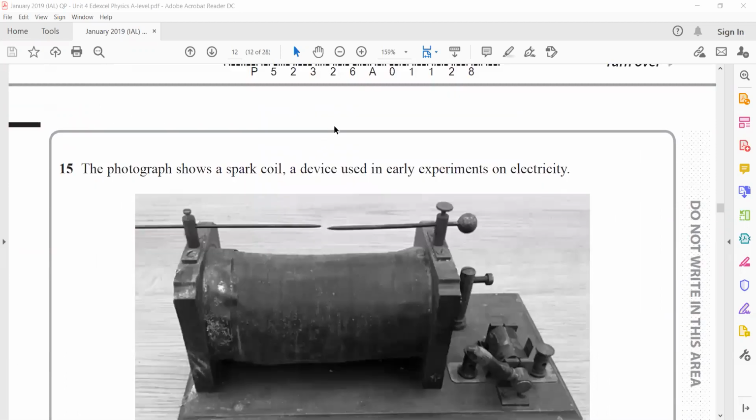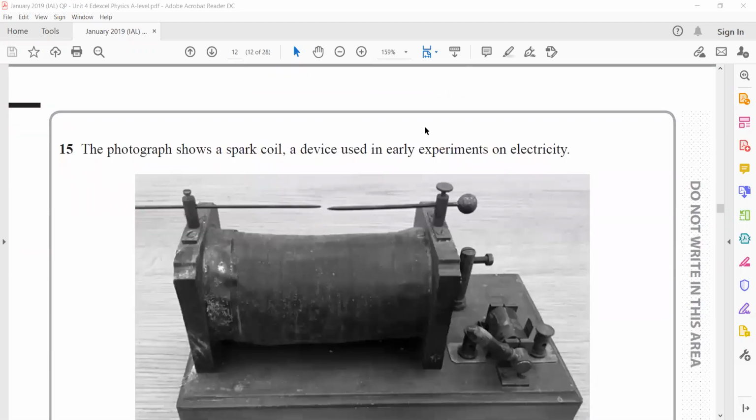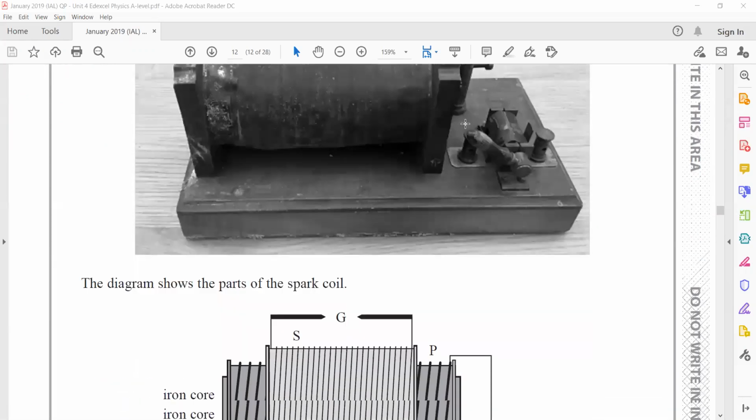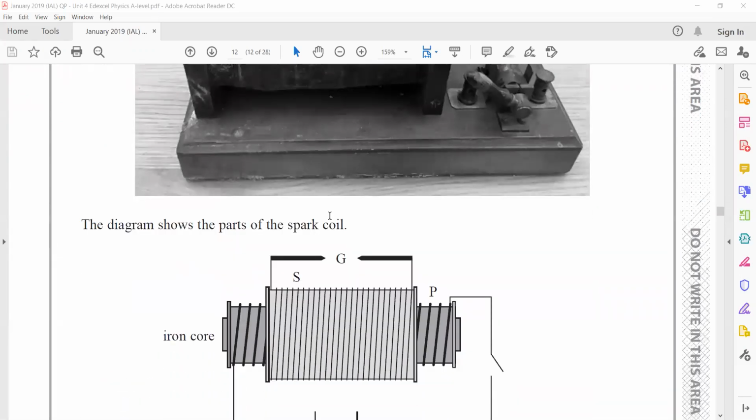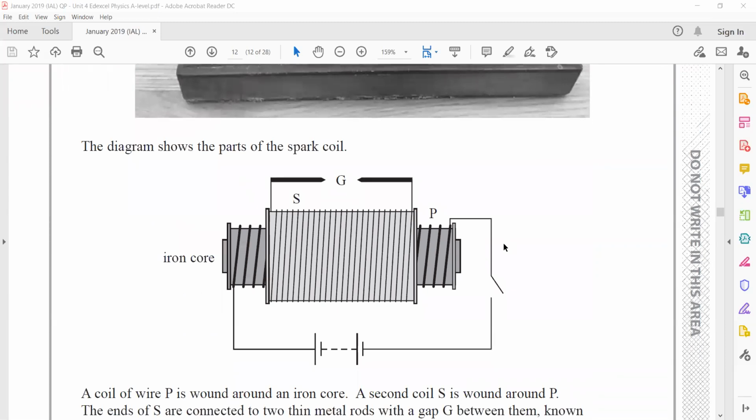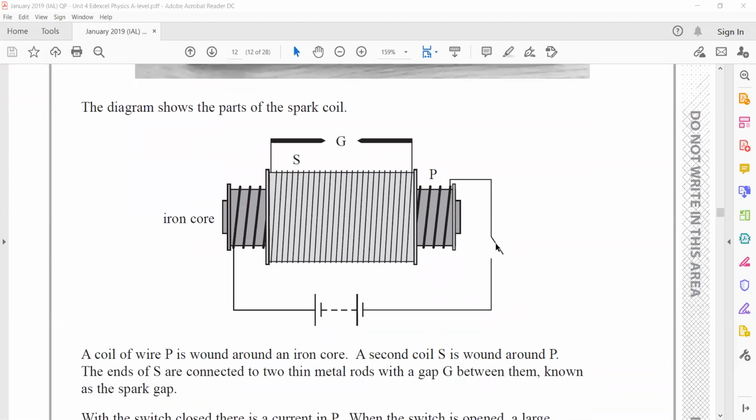The photograph shows a spark coil used in an early experiment on electricity. The diagram shows a part of the spark coil. It is using the principle of electromagnetic induction. We have a supply, and a current passes through this. There's a change in the magnetic field the moment we close the switch. So it magnetizes the iron core, and the change in magnetic field of the iron core will produce EMF in the secondary coil, and this will produce a spark here.